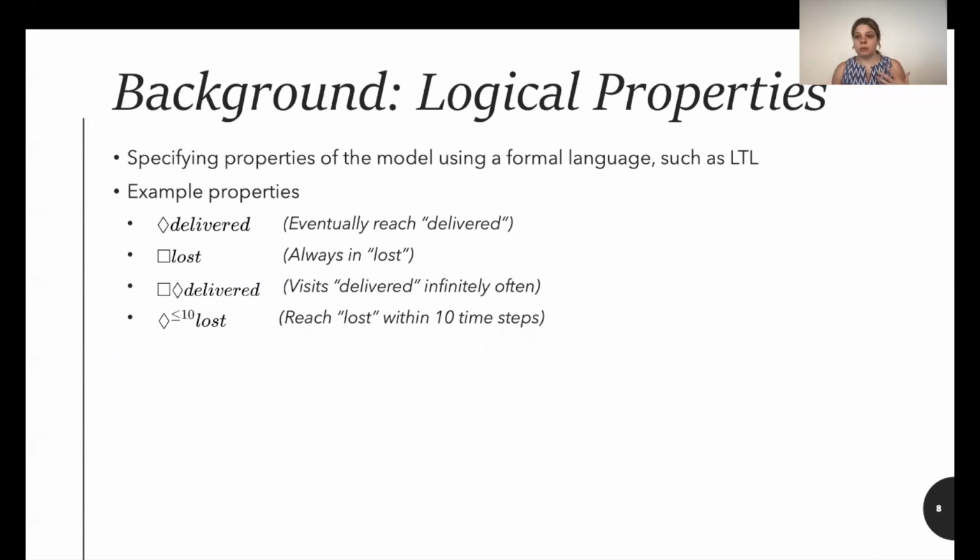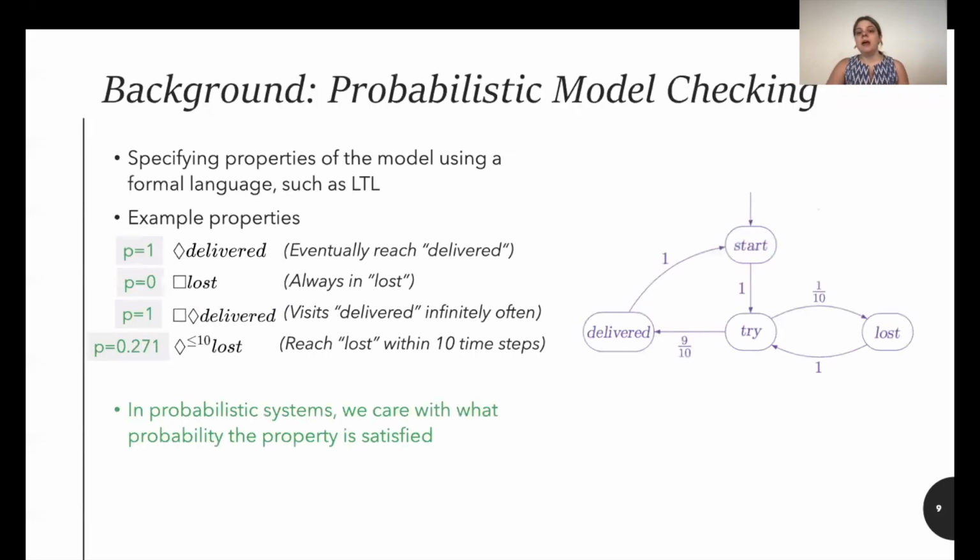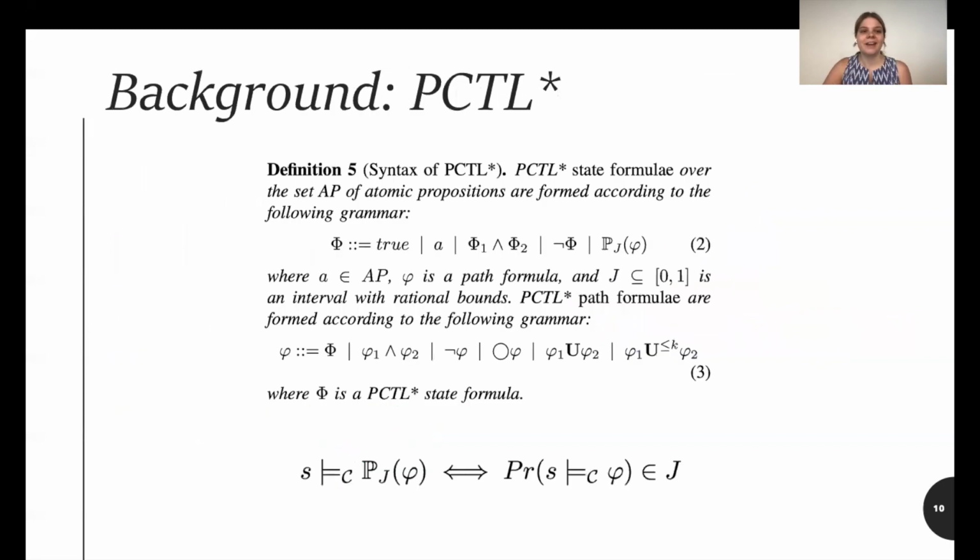In a traditional model checking problem, we would be looking at whether or not each of these properties is satisfied in the system. However, when we're looking at probabilistic systems, we have the added feature that we can look at the probability that certain properties are satisfied rather than just whether or not they're satisfied. In some cases, the probability is 0 or 1, but in other cases, such as the probability that we reach the lost state within 10 time steps, it is 0.271. And so here we can see that an adversary modifying the system can not just change whether or not a property is satisfied, but can change the probability with which a property is satisfied.